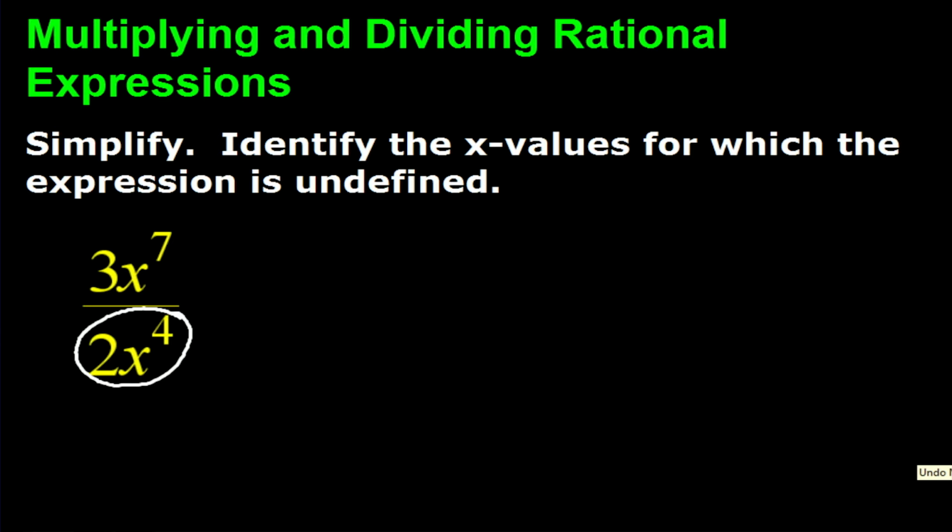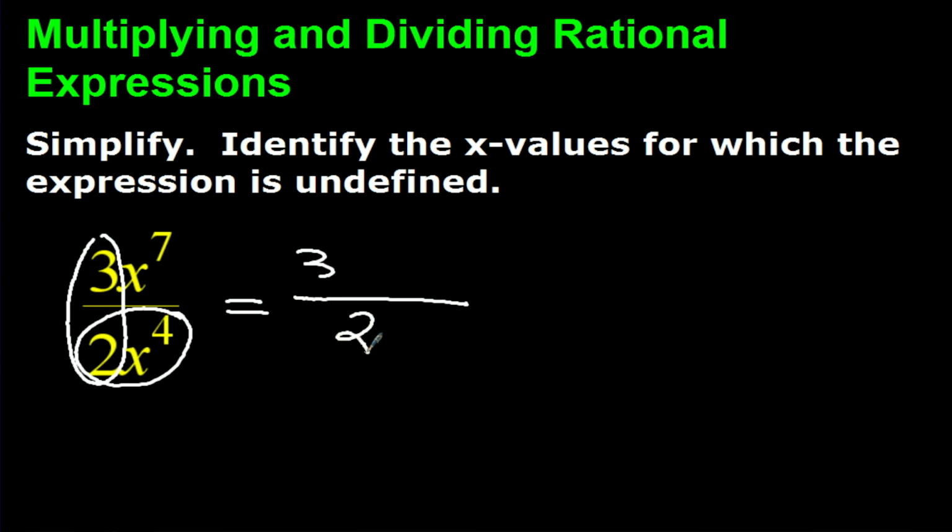To simplify it, we first consider the coefficients 3 and 2. You always start with those, and you want to see if you can reduce them. In this case, we can't, so we're still going to have the coefficients 3 over 2.